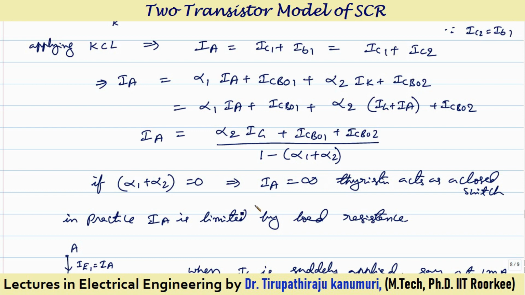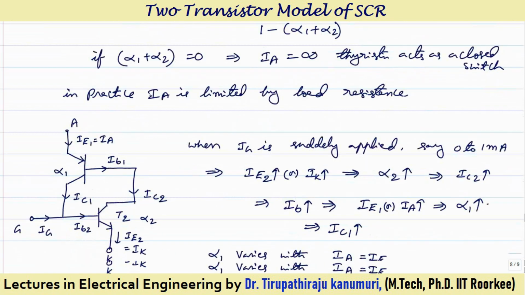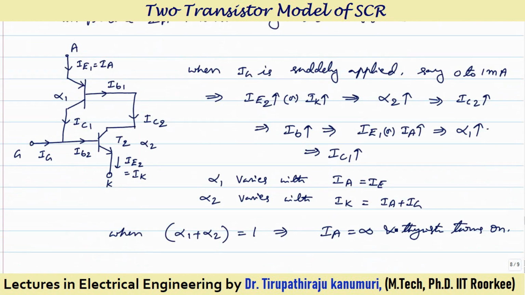It will not burn. Actually in practice the current IA is limited by the load resistance, because it is connected across some load only. That load resistance will limit this current. So now how will it operate? Under normal condition, if nothing is applied, all the currents are zero, only some small leakage current is there. Because of the small leakage current the regenerative action is not possible. So it will not come to the operating condition unless the leakage current is very high.